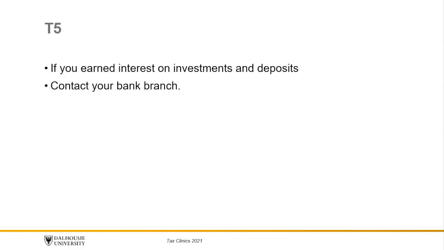Next receipt that you may have is a T5. T5 tax receipts are issued if someone earned interest on investments and deposits. If you're not sure if you're supposed to have a T5, contact your bank branch to ask. T5s are usually sent to your mailing address, or if you signed up for your bank's online banking, it could be issued in a portal on your online banking.